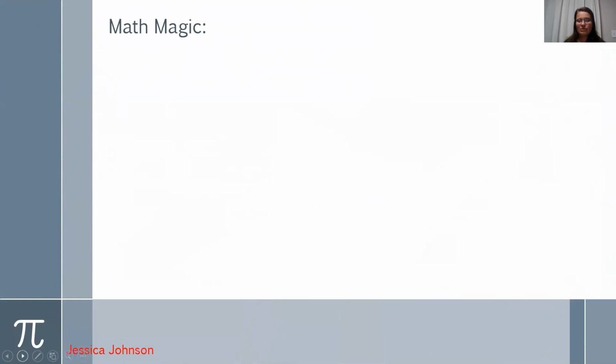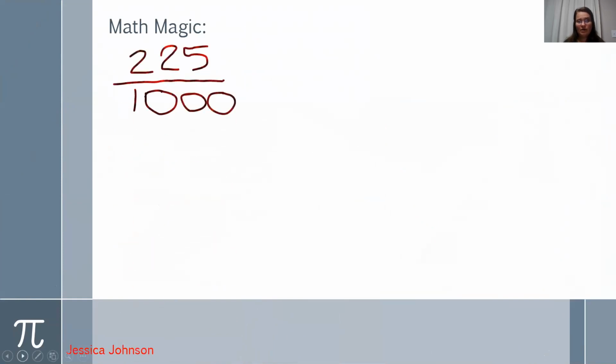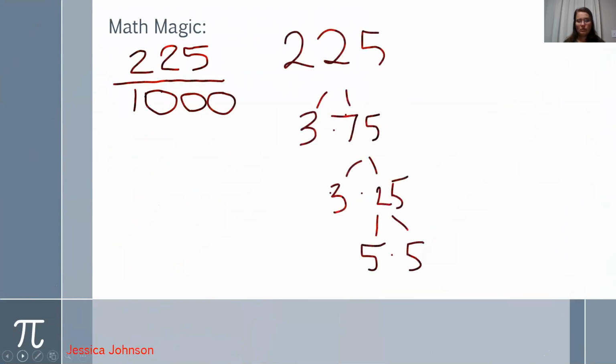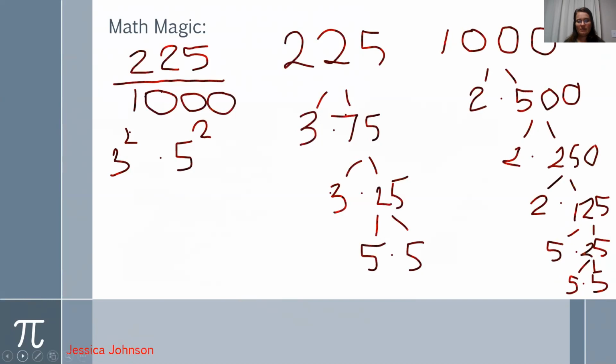Let's factor out our original fractions that we started out with, which was 225 over 1,000 and 36 over 1,000. But first, I only want to look at 225 over 1,000. Factor out 225 and you get 3 to the second times 5 to the second. Now factor out 1,000 and you get 2 to the third times 5 to the third.